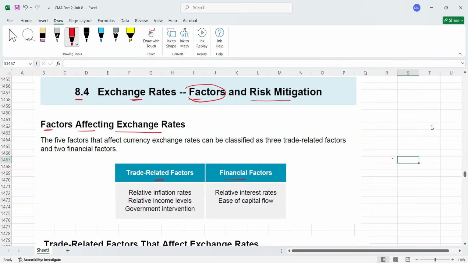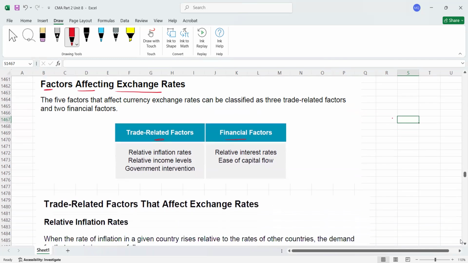My simple question is: why do exchange rates fluctuate? What are the reasons for changing exchange rates? We can divide these reasons broadly into two categories. First, there are certain factors which are related to trade, and there are certain factors which are related to the financial side. Trade related factors we have three.